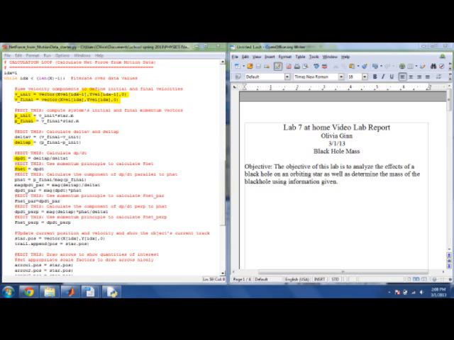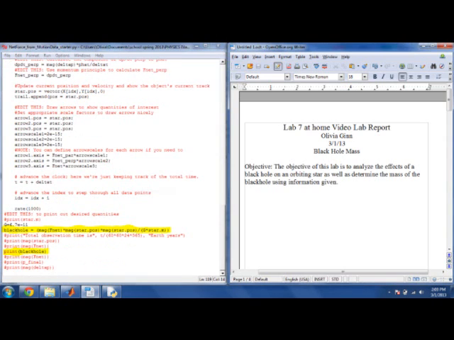Next, I found dp dt to be delta p divided by delta t, the overall time period. Using the momentum principle, I set dp dt equal to F net, which is the total amount of force being exerted on the star. Now, I have all the components that are necessary to find the mass of the black hole: F net, star position, star mass, and the constant G.